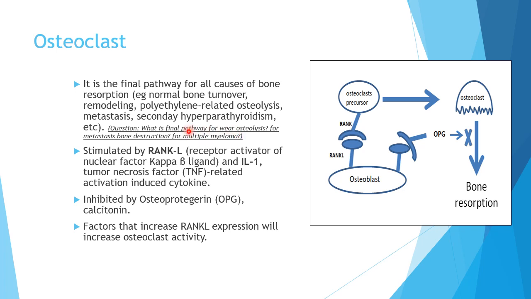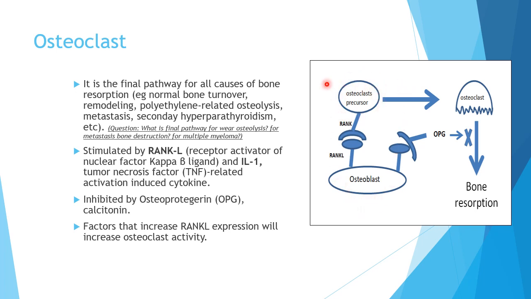Another tricky question, what is the cell responsible for bone resorption in cases of multiple myeloma? It's not the plasma cell of multiple myeloma, it's through the activation of the osteoclast which will cause the bone resorption. A very important concept in the osteoclast, and we're going to discuss that in detail in the next slide, is the RANK and RANKL.